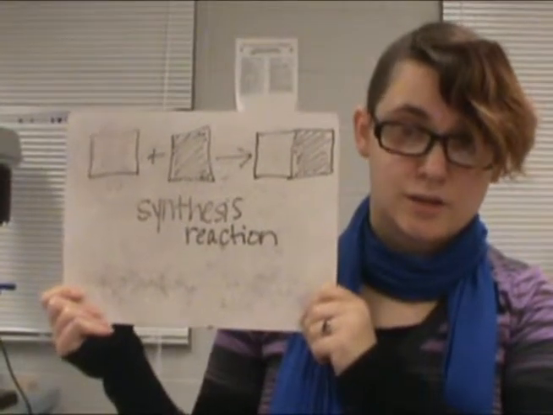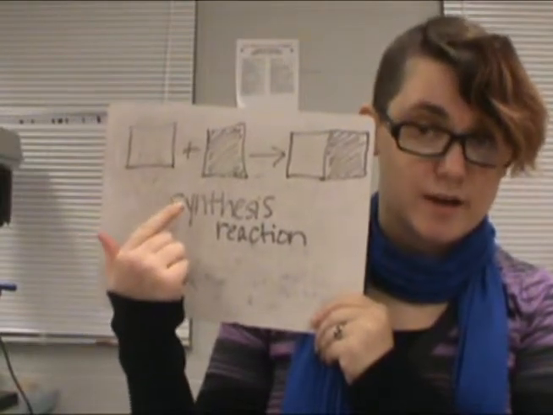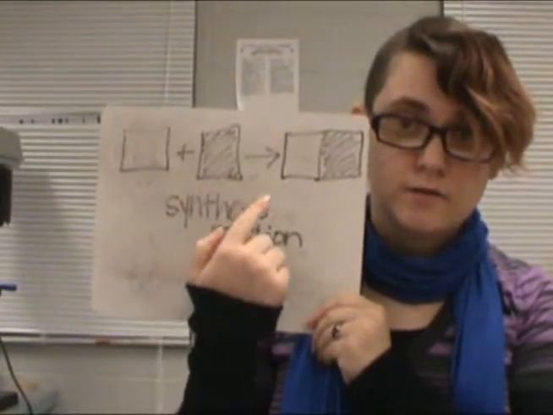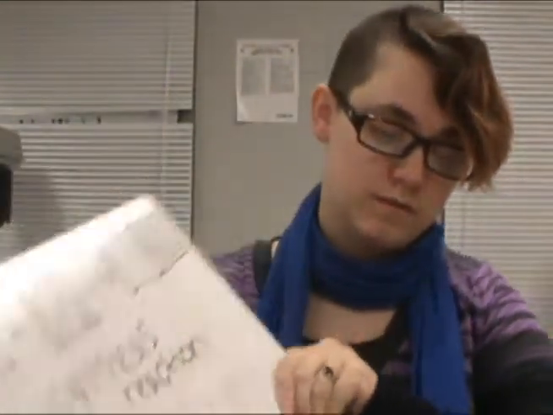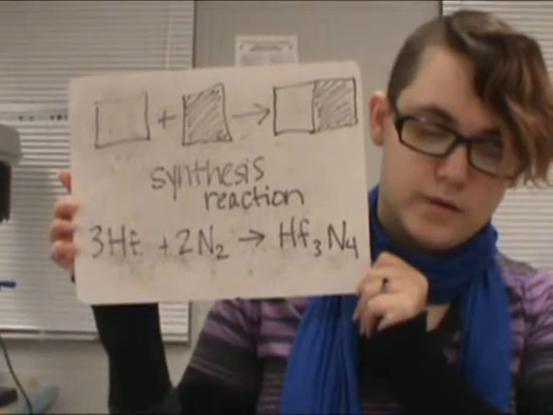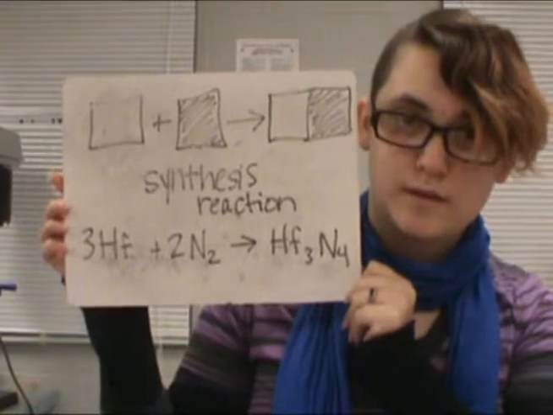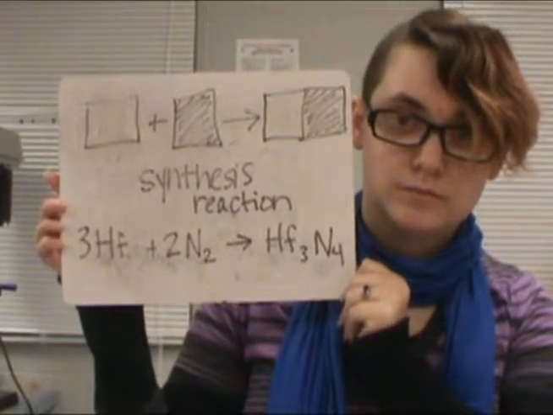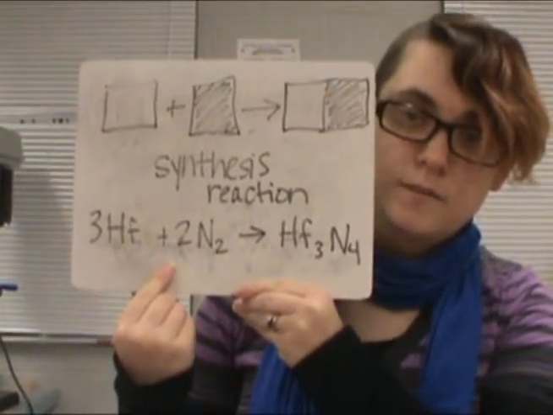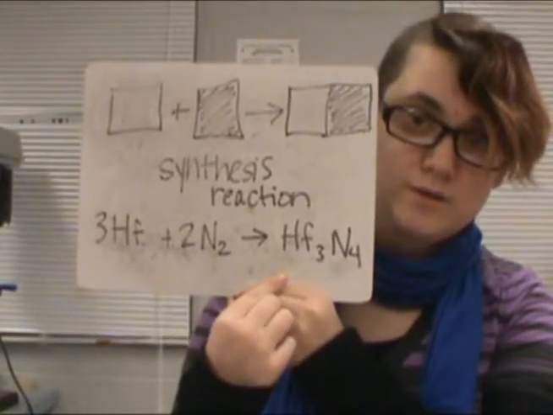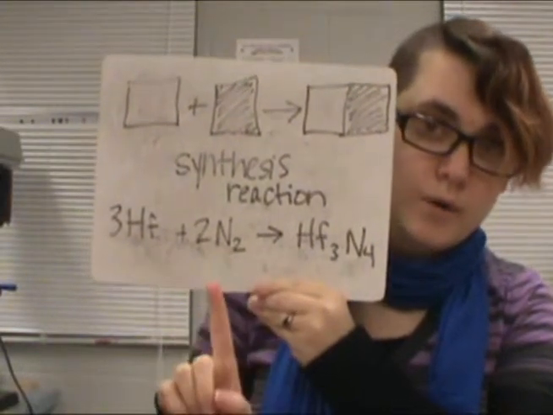In a synthesis reaction, you're going to see 2 elements or 2 polyatomic ions combine to form one compound. Here's an example. 3HF plus 2N2 yields HF3N4. You've got element plus element yields one compound. In a synthesis reaction, you're looking for one product.